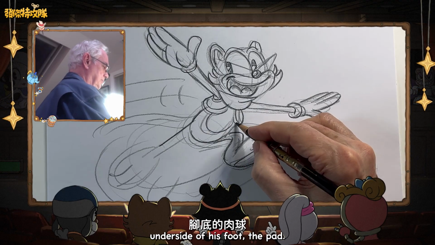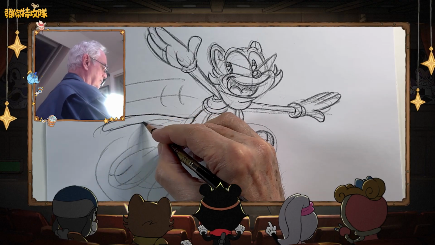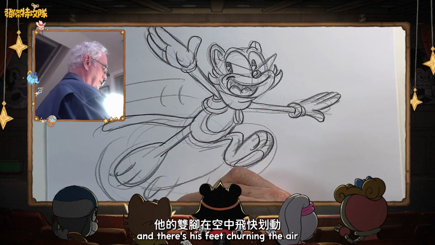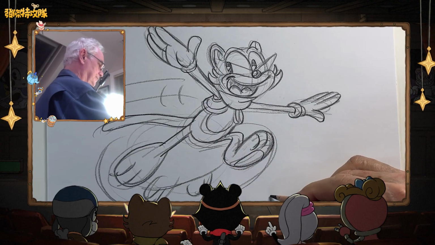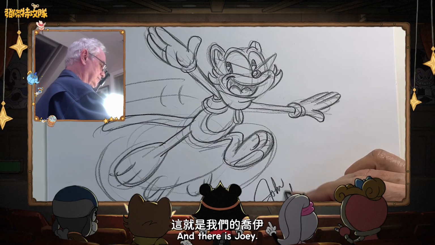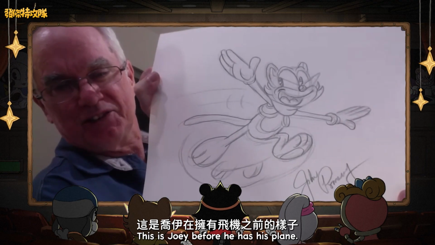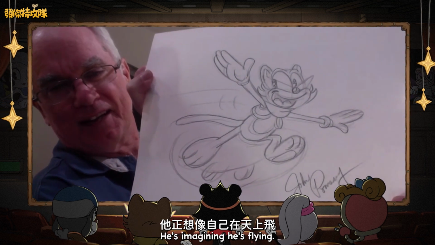Underside of his foot, the pad. There's his tail. And there's his feet, churning the air as he's imagining that he's flying. And there is Joey. This is Joey before he has his plane. He's imagining he's flying.